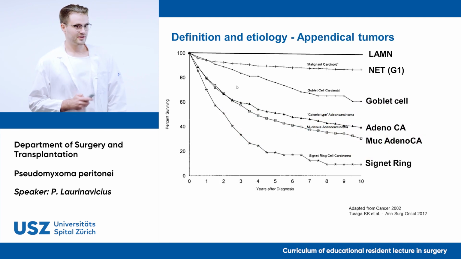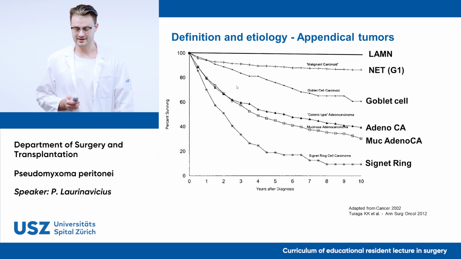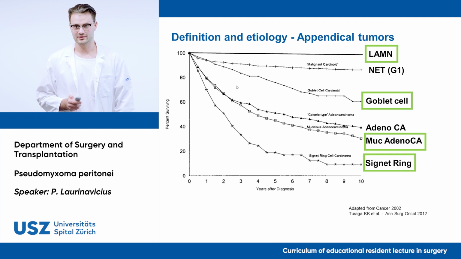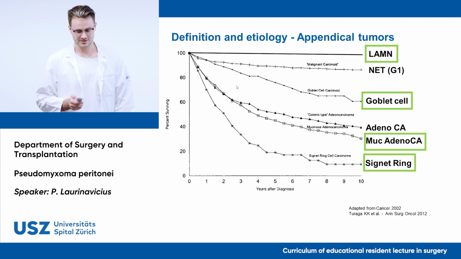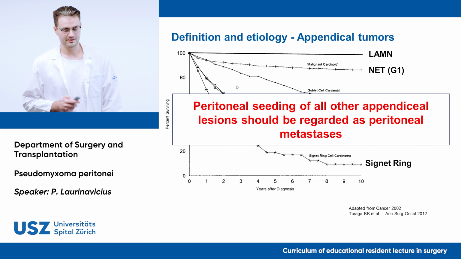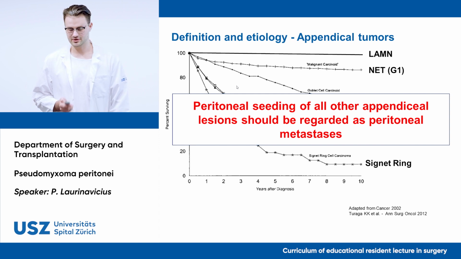As we all know, there are many different tumors of the appendix, and they all have different survival rates. However, only the spreading of few of them causes the pseudomyxoma, or PMP in short. And these tumors are marked in green in this slide. It's important to know that the peritoneal seeding of all other appendiceal lesions should be regarded as peritoneal metastasis and not as PMP.